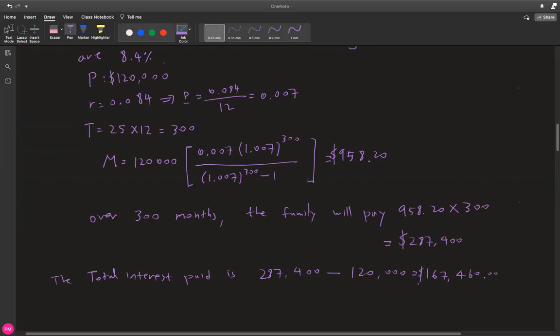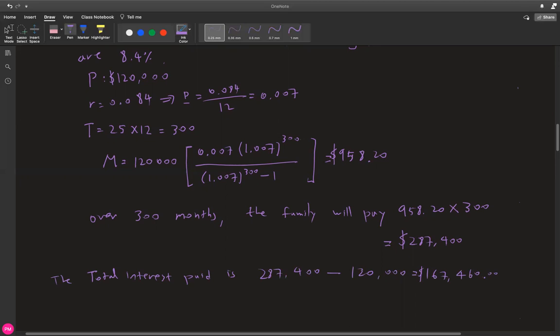So this is actually how a lot of banks or any sort of financial institution make money. They make money through giving out loans like this. Even though this monthly payment doesn't look like it's a lot, over the period of the loan, you're actually paying more for the interest than how much the house actually cost.